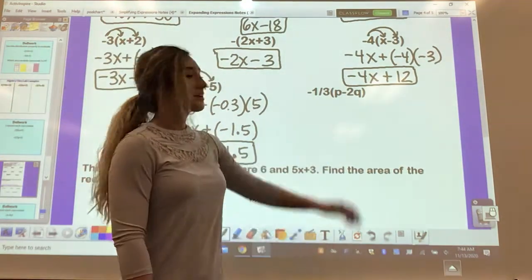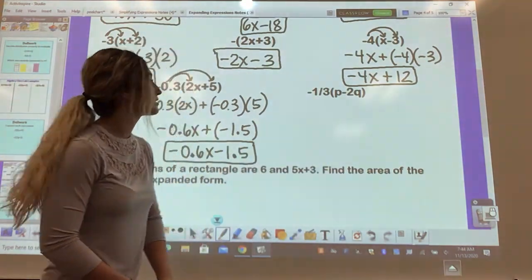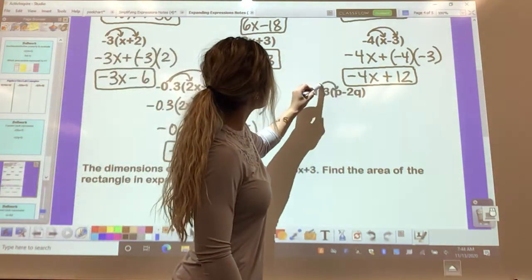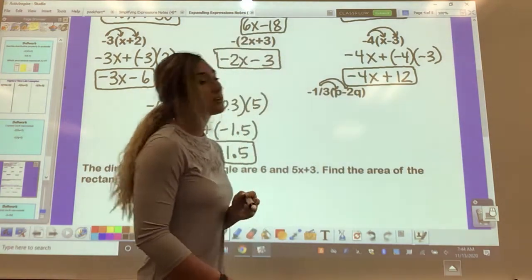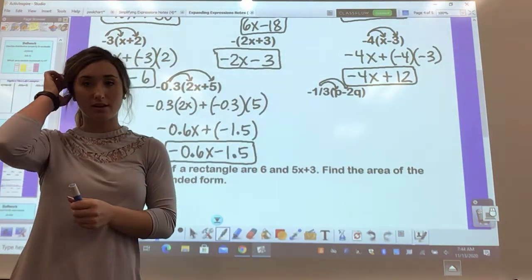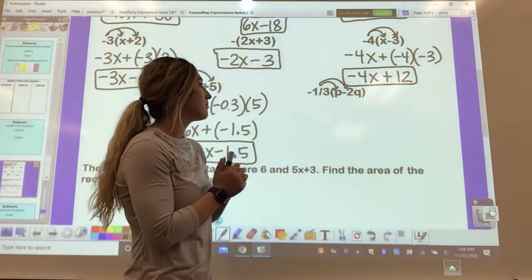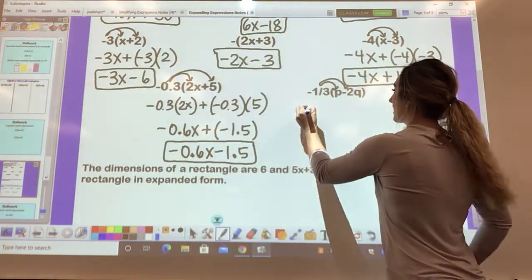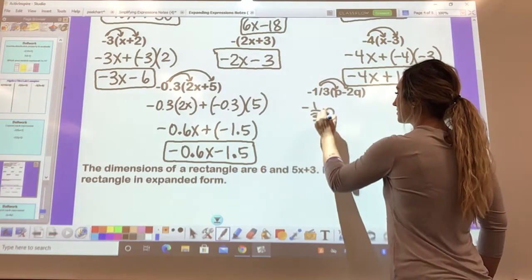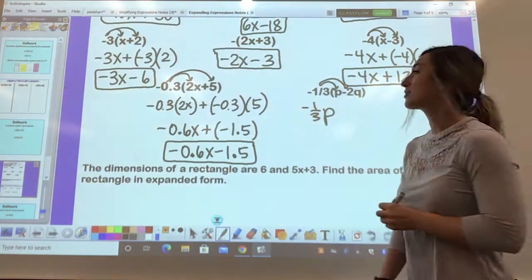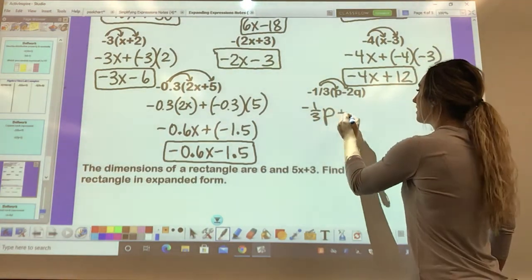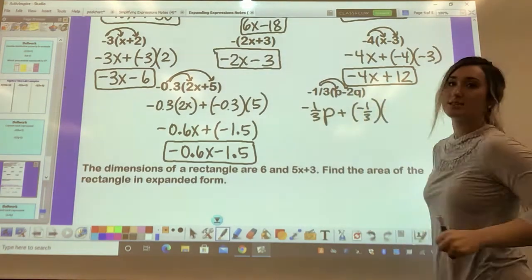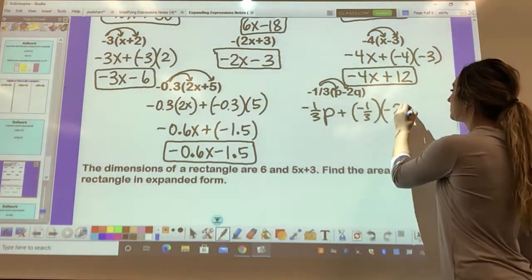All right, and then going on to this last example for this part, we're distributing in negative 1/3 to each of these terms. Again, you can use the ABC button on your calculator when it comes to fractions, or this should be a pretty simple one to do in your head as well. Negative 1/3 times p just stays negative 1/3 p, and then plus negative 1/3 times, that's minus 2q, so times negative 2q.